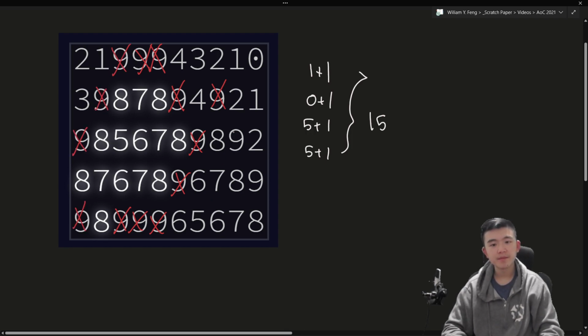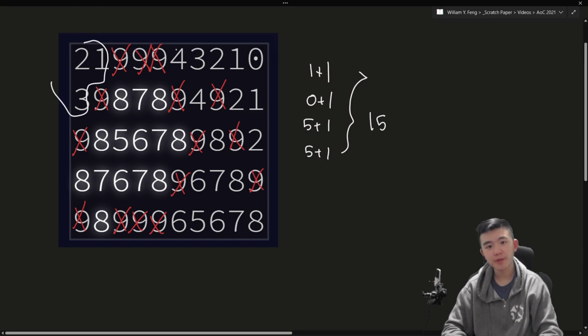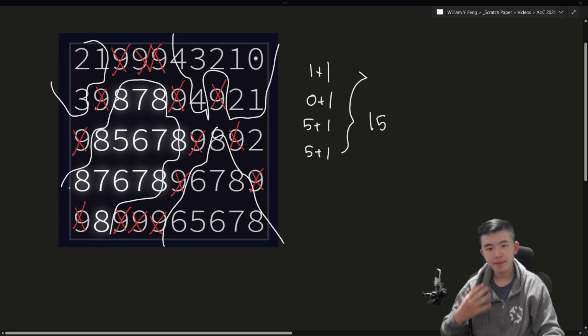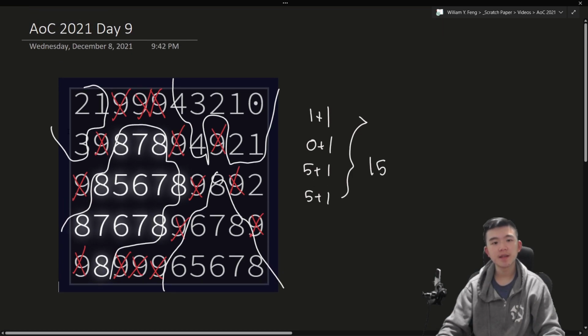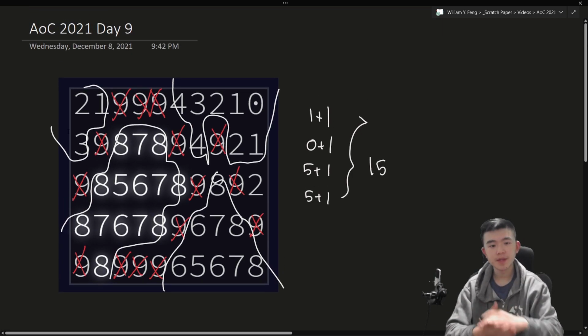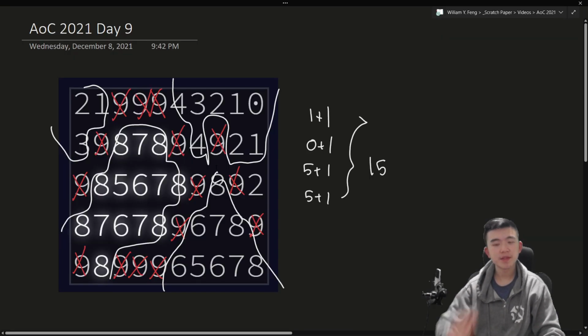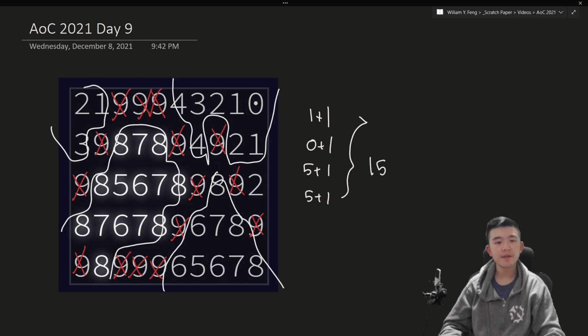You can see that everything that's not a 9 gets grouped into one of four basins. So we have one over here, we have one over here-ish, we have one over here, and we have one right here, which is highlighted. So the 9s divide up the board into the basins, basically. The question is, find all the basins, and then find the three largest basins, and multiply their sizes together. So how do we actually do this? Well, I decided to do some depth-first search. If you're not familiar with depth-first search, it's a way of searching through a graph.